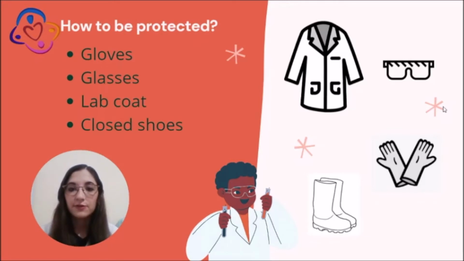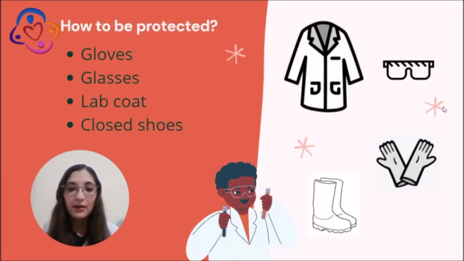But for example, if you are not doing any dangerous experiment or you are not working with important samples, you cannot use them all the time. Okay? Then we have the glasses. The glasses are important to protect our eyes. Okay? They are used also when you are doing a dangerous experiment, not all the time.